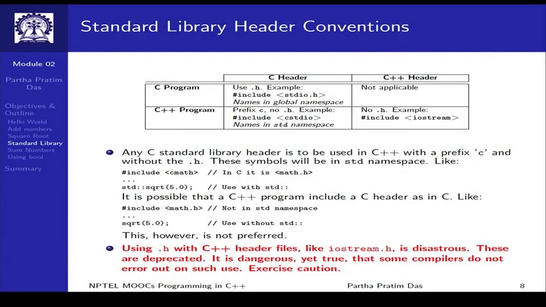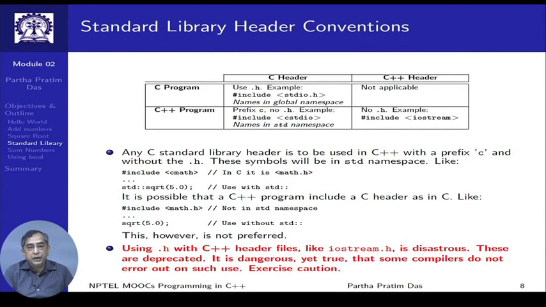This is for a historical reason, which I will try to explain at a later point of time, but please note that iostream.h should not be included. And the last box in this matrix: if you are writing a C program and you want to use a C++ header, it is certainly not applicable, because you cannot do that. C++ has a lot of features which C does not support, and therefore, such a use cannot be done.